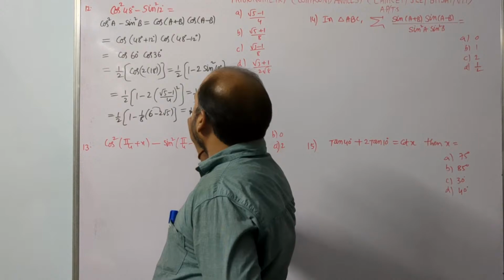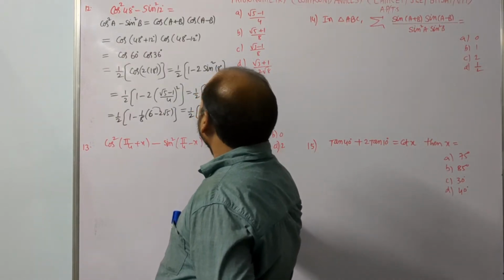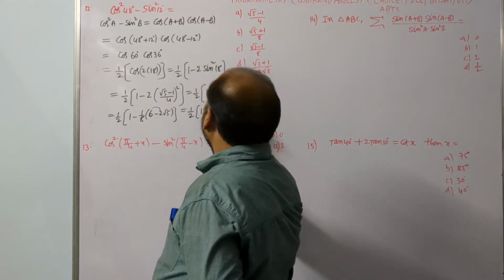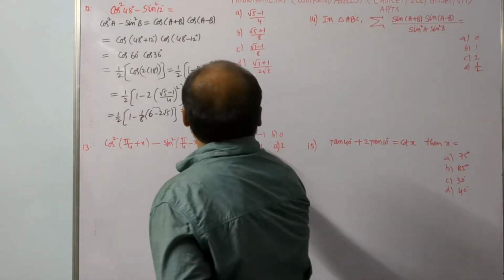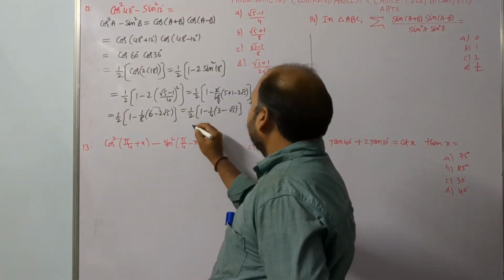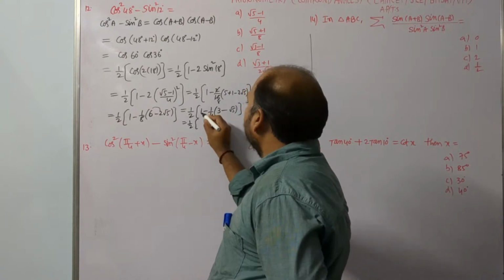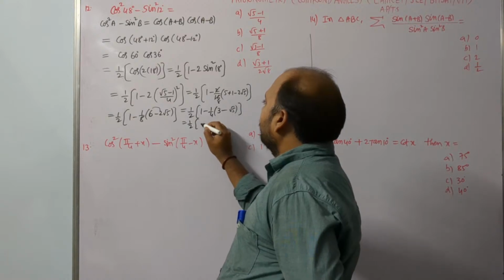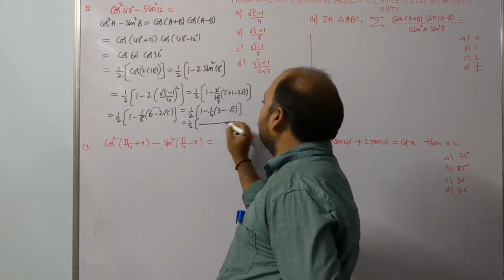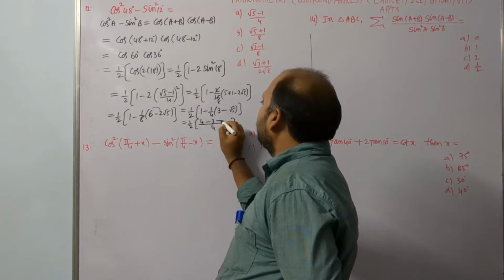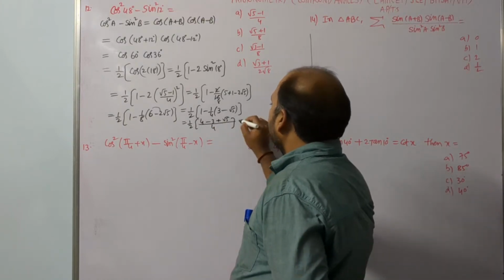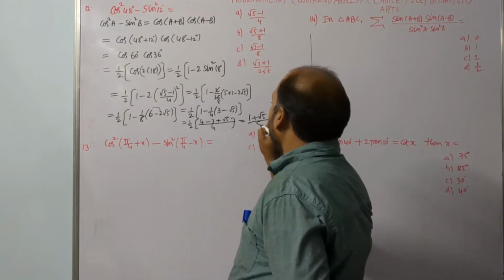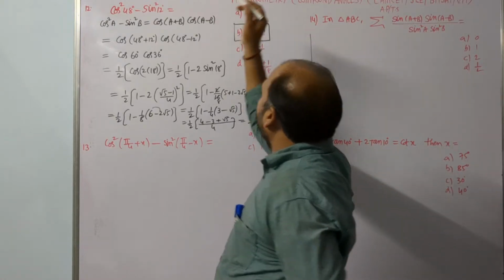Take 2 common and cancel. 1 by 2, 1 minus 1 by 4 into 3 minus root 5. Even if you simplify more, 1 by 2, 1 minus 3 by 4 it comes. So if you take LCM and simplify, 4 will come. 4 minus 3 plus root 5, which is equal to 4 minus 3 is 1. 1 plus root 5 divided by 8.